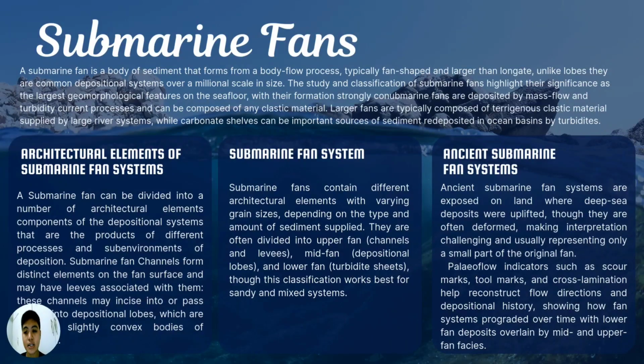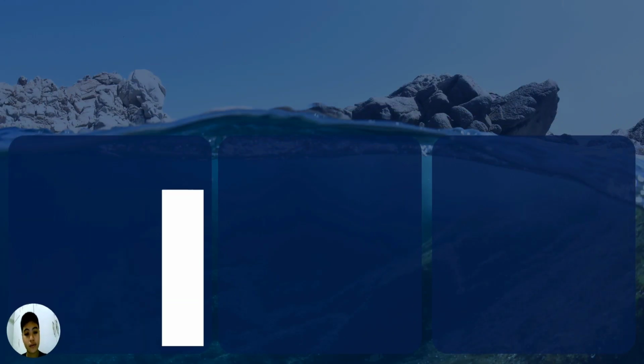Lastly is the ancient submarine fan system. These are underwater sediment deposits that got pushed onto land, but they are often squished or changed over time. By looking at things like marks left by flowing water, scientists can figure out which way the water moved and how these fans built up, layer by layer.